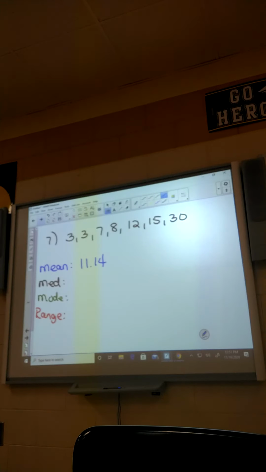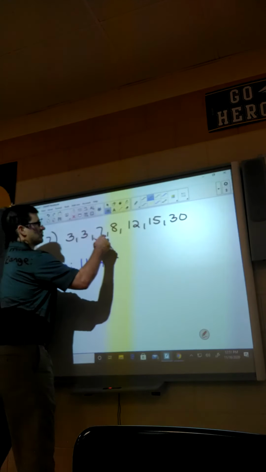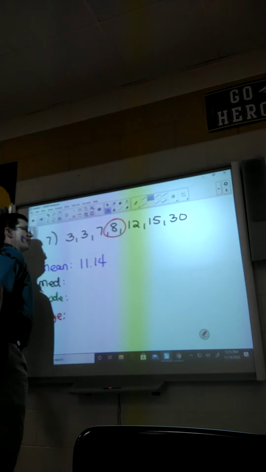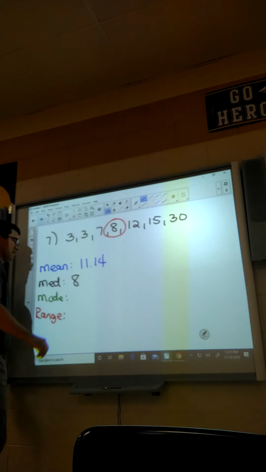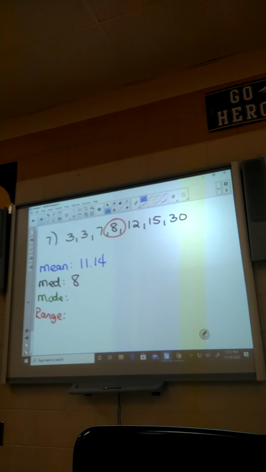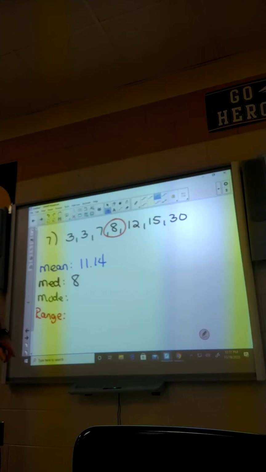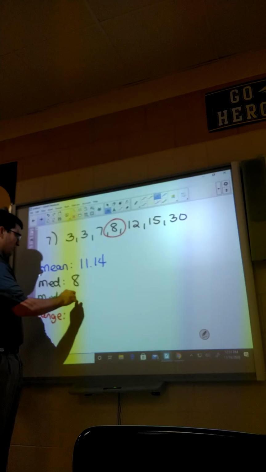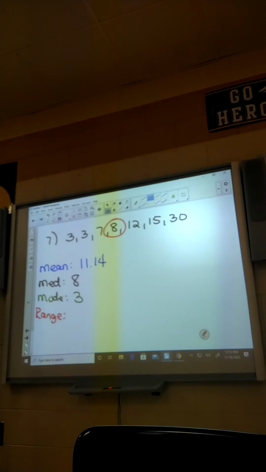All right, MJ, what'd you get for the median number? 8. Number in the middle. MJ's right. There's one number in the middle all by itself. So our median is 8. All right, mode means what? The most. Which one's written down the most times? 3. That's the only one that's written down twice. And what does range mean again? Largest number subtracted by the smallest. So 30 minus 3 is 27.